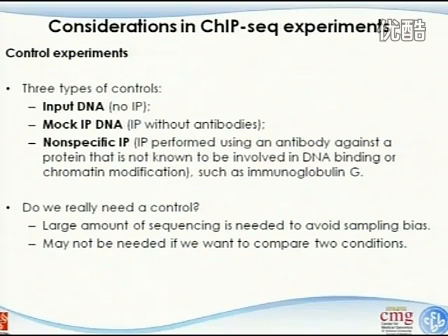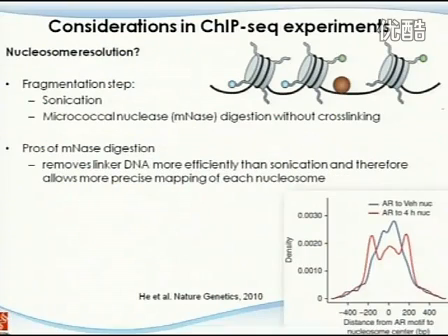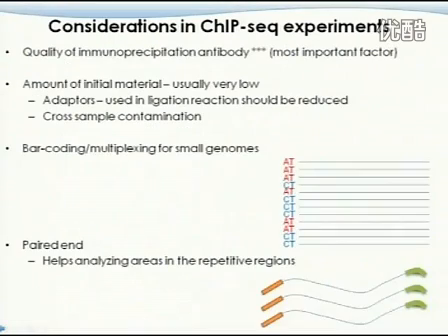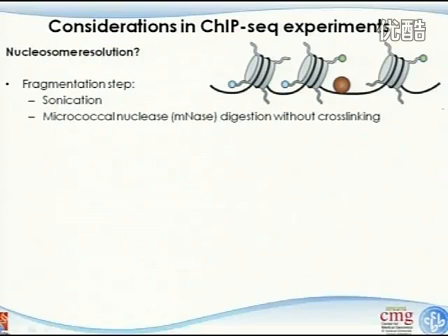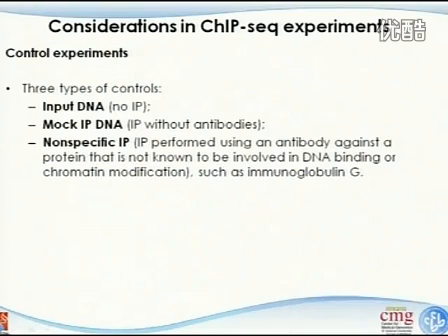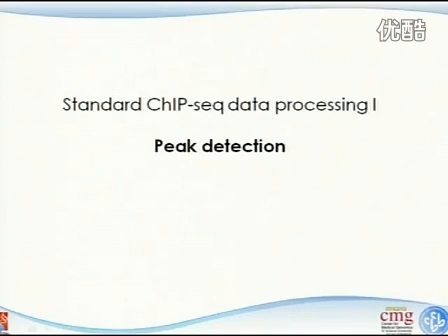Any questions here? Okay. So we talked about the experimental considerations, and all these things are just before the experiment. We went through the quality of antibody and the initial material, barcoding, and paired end, and sequencing depth evaluation. There's also the nucleosome resolution. So what step do you do for the fragmentation? You do sonication or enzyme digestion. And the last one is how do you do the control? So these are the considerations for the experiment. All right, any question? Yes?